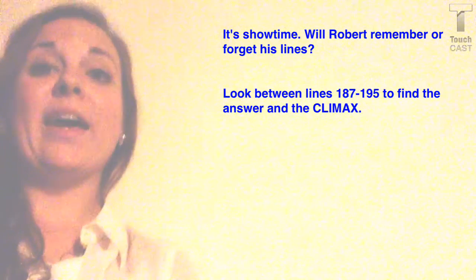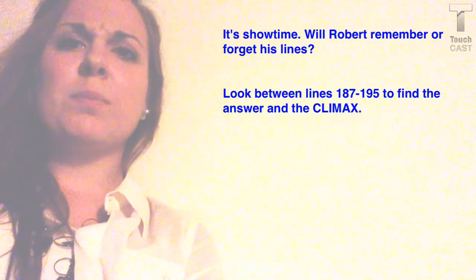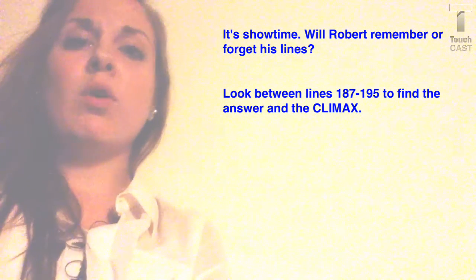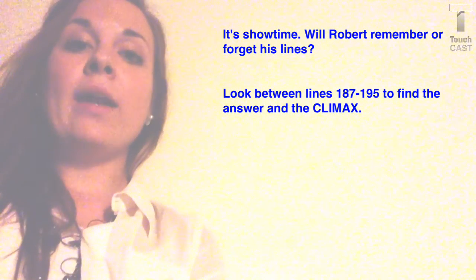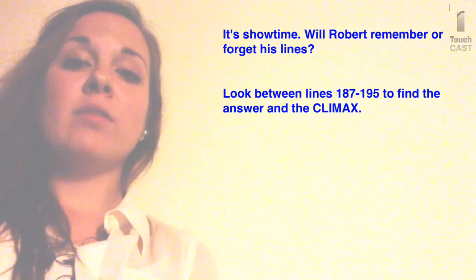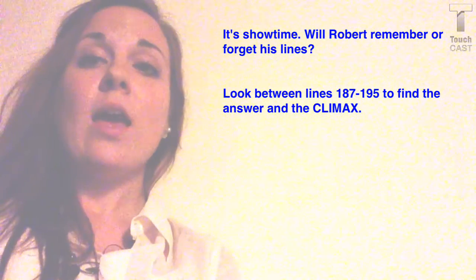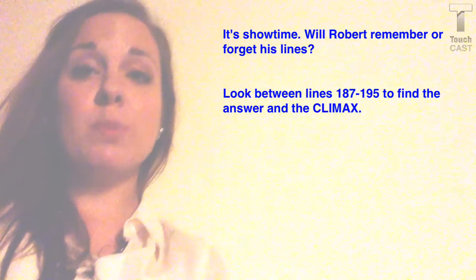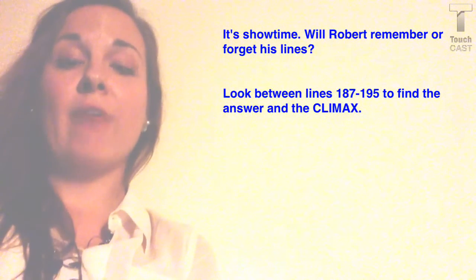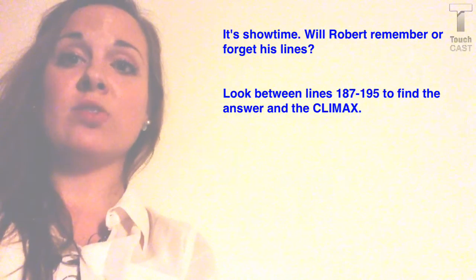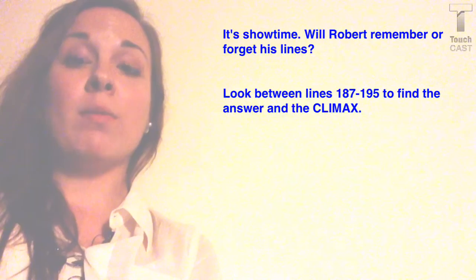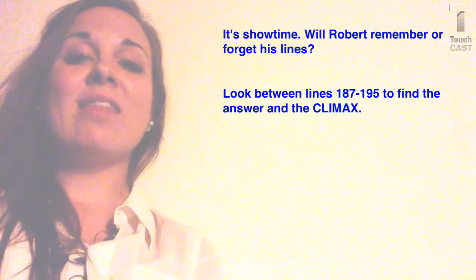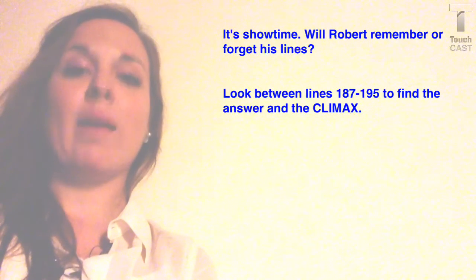So in the school play, it's showtime. We've built up the conflict so much, we don't know if Robert's going to remember or forget his lines. So right now, I want you to open your interactive readers to page 10, and I want you to look between lines 187 and 195. We left off on 187 yesterday, and I want you to see if you can find the answer. Will Robert remember or forget his lines? And then you will find the climax.